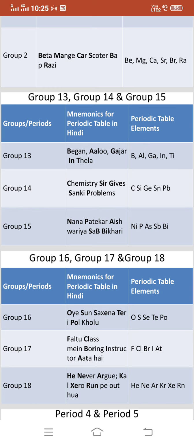Now the group 15 mnemonic is Nana Patekar, Aishwarya, Sab Bikhari. So Nana represents nitrogen, Patekar for phosphorus, Aishwarya arsenic, Sab antimony, and Bikhari for bismuth.